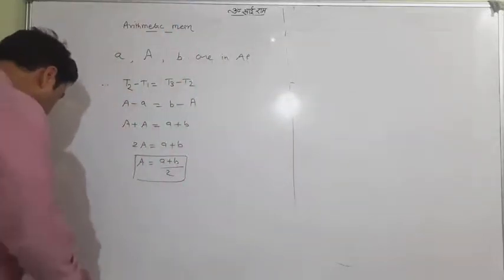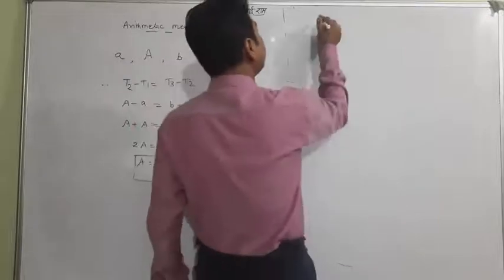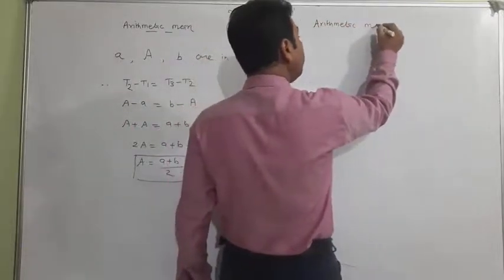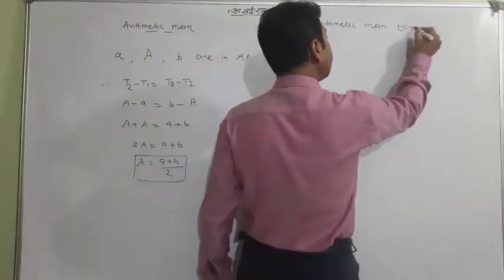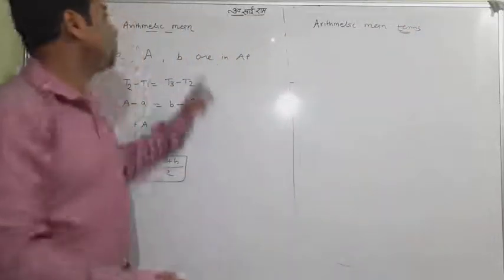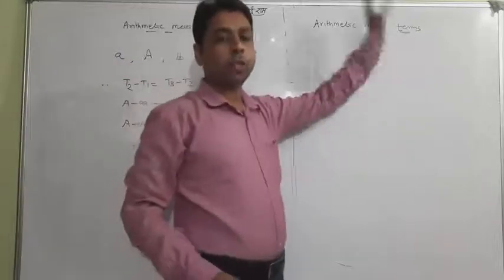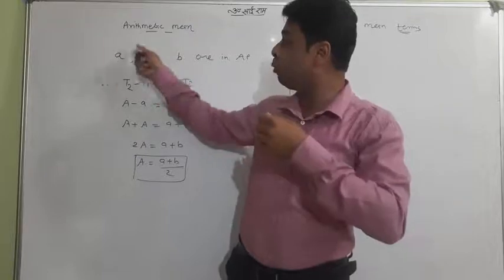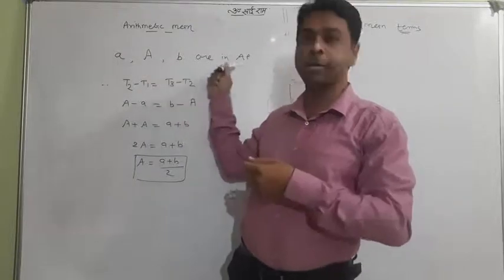That concept is coming, and currently I want to tell you this is called arithmetic mean terms. That is very important. This is arithmetic mean only, and this is arithmetic mean terms. So what is the difference between these two? Arithmetic mean means you are finding only one value between two values which are in AP.